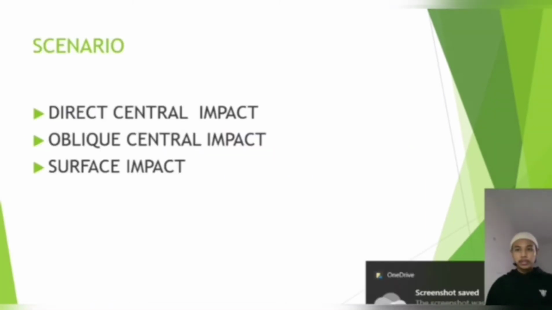First, our group experiment will be divided into three scenarios. The first scenario is direct central impact, the second scenario covers oblique impact, and the third scenario covers the surface impact.